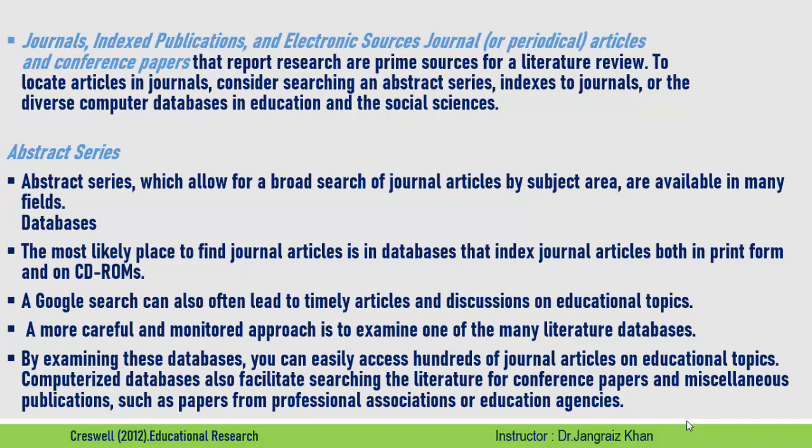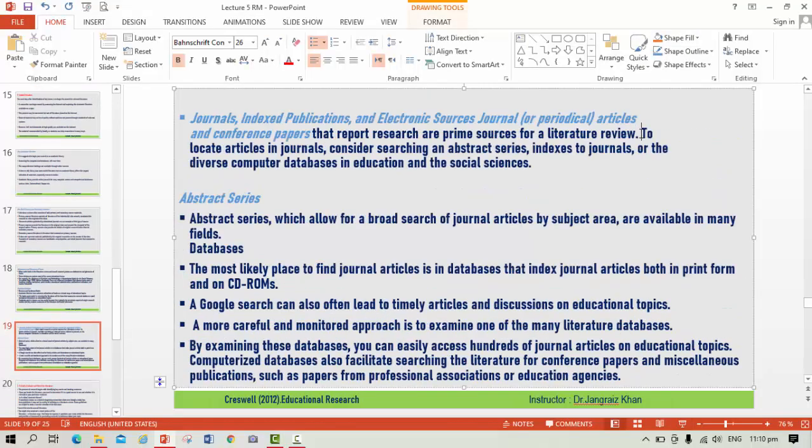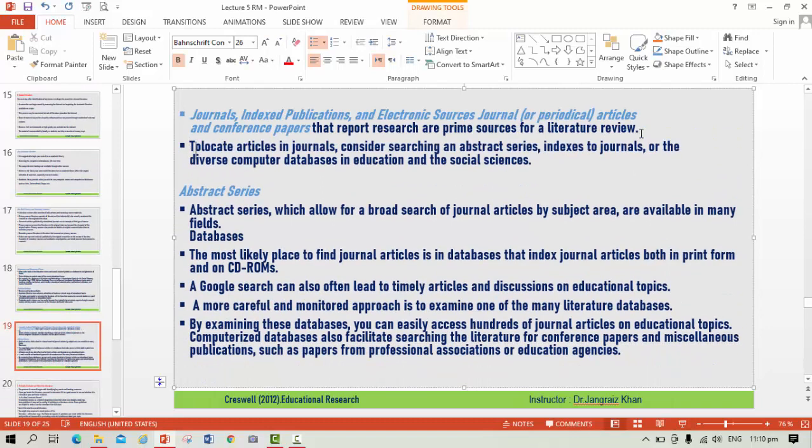Journals, index publications, electronic sources for journal articles, and conference papers that report such are prime sources for literature review. To locate articles in the journals, consider searching on abstract series, indexes to journals, or the diverse computer databases in education and social sciences. Similarly, literature can be obtained from the abstract series as well.